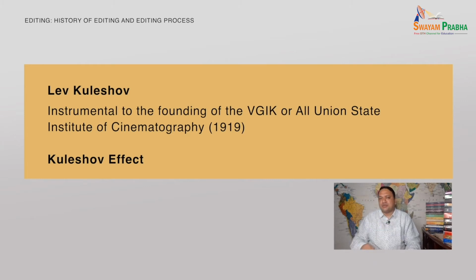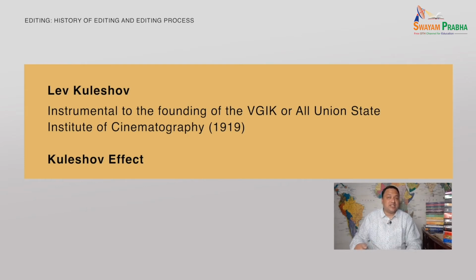For his experiment, the Kuleshov effect, Kuleshov used a close-up shot of an expressionless man. He was not an expressionless man. The name of that actor is Ivan Mozzhukhin, with three different shots. The Mozzhukhin close-up, expressionless face, with a young female in a coffin, expressionless face with a bowl of soup, and the expressionless face with an attractive lady in a reclining position on a sofa.